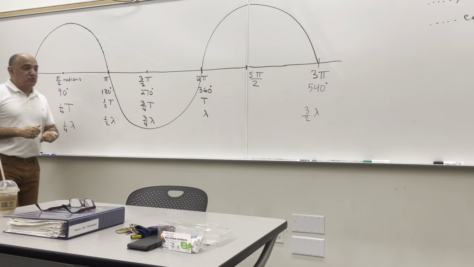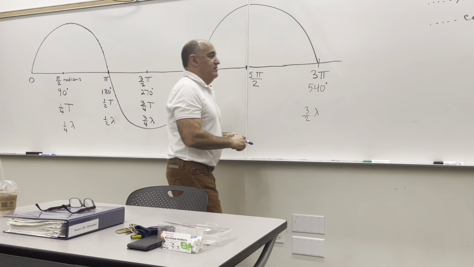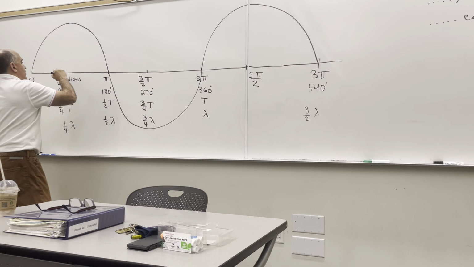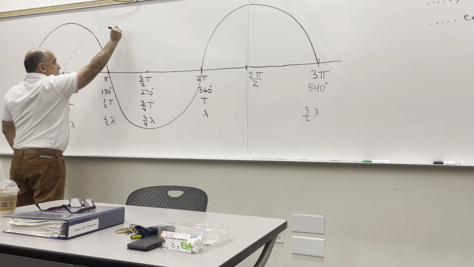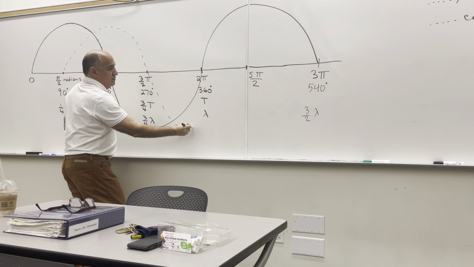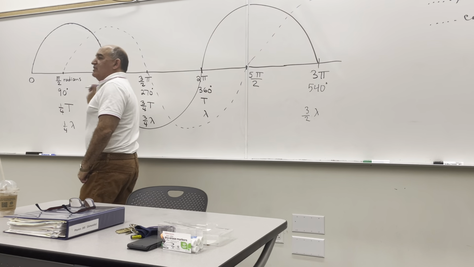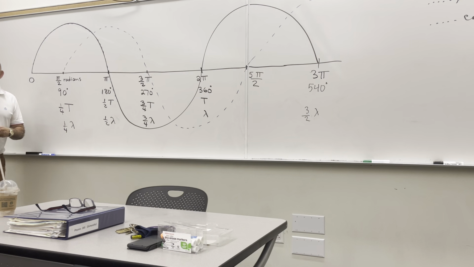Now, what if I drew another wave? Forget about the blue one. Let's focus on the black one. And I drew another wave like this. And I ask you, what's the phase difference between these two waves? 90 degrees. You could say they are 90 degrees out of phase, or they are pi/2 radians out of phase. The phase difference between them is pi/2 radians.